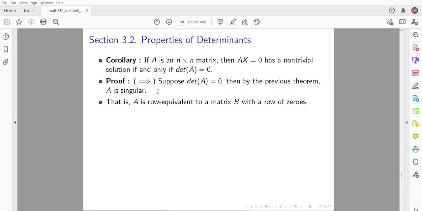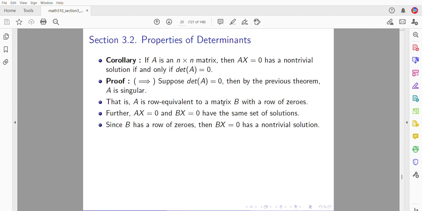Therefore, if you do row operations on it until you hit row echelon form, you will see that A is row equivalent to a matrix B with a row of zeros. Further, Ax is 0 and Bx is 0 have the same set of solutions, because all we have done is row operations. They maintain the same set of solutions. If B has a row of zeros, then Bx equals 0 has a non-trivial solution.